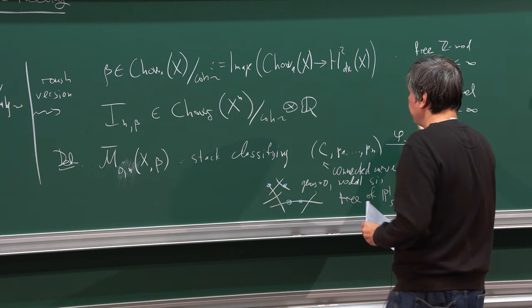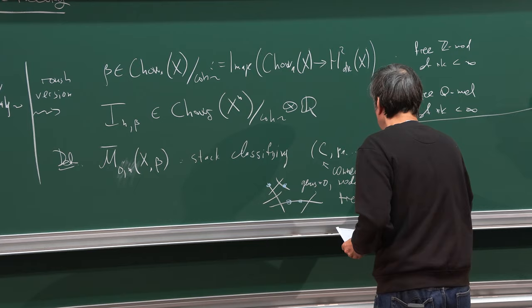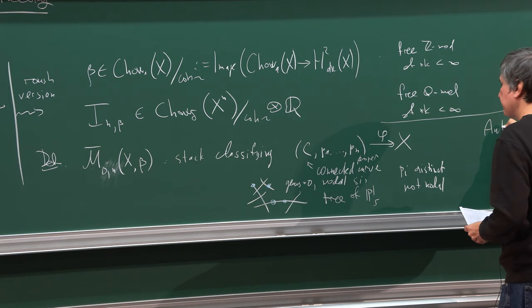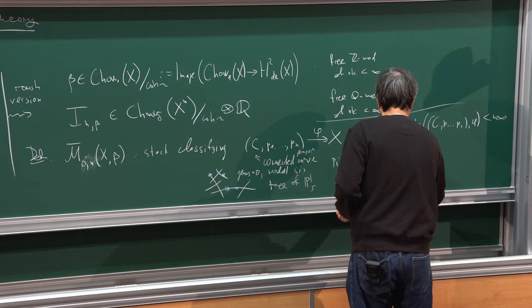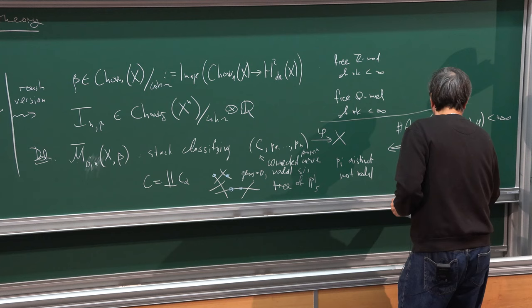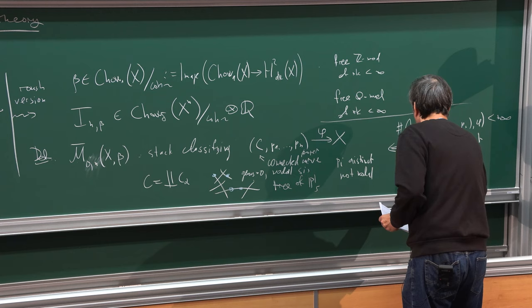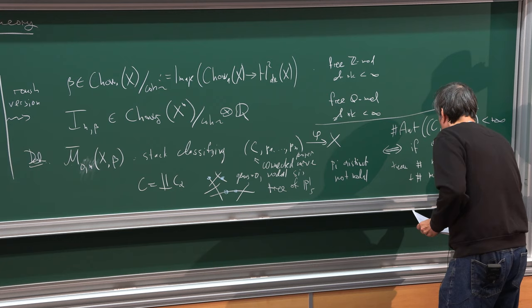With a relative stability condition, which is the following. When we consider the automorphism group of this whole data, it's finite. Or equivalently, it means the following. My curve is a union of irreducible components. If phi of some irreducible component C_alpha is a point, then the number of nodal points in C_alpha plus the number of marked points is at least 3.